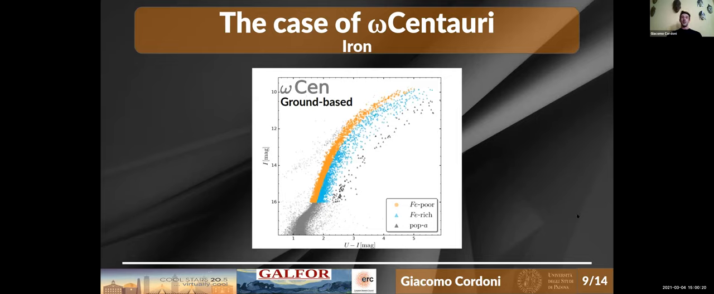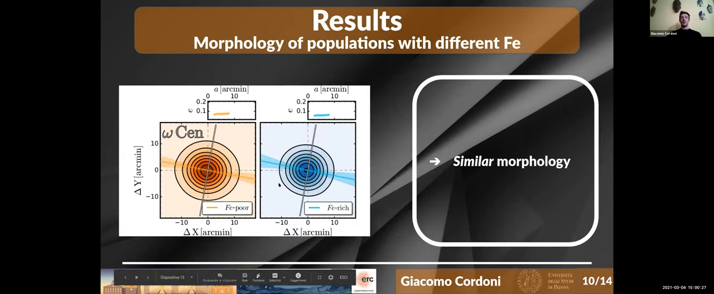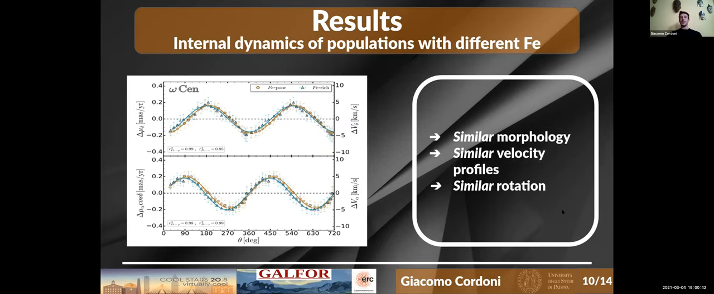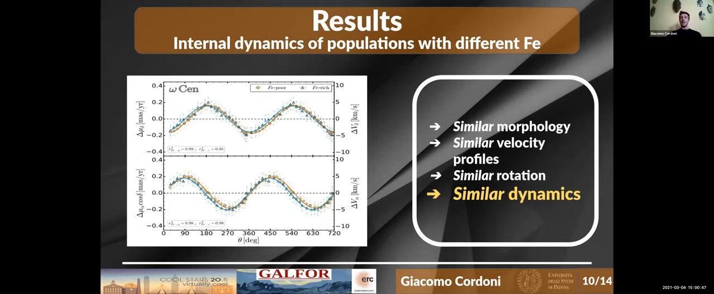Concerning the morphology, you can see that the two main stellar populations share the same morphology. Indeed, they are the same within the observational uncertainties. And the same goes for their velocity profile that you can see here, their dispersion profile and their rotation. So the punchline is that if we take iron as a discriminant between the stellar populations, we find that they share the same dynamics and the same morphology. So they are roughly equivalent.